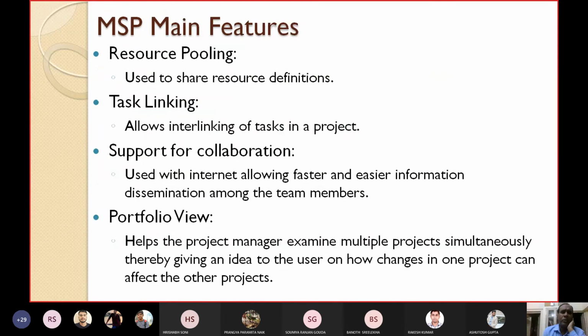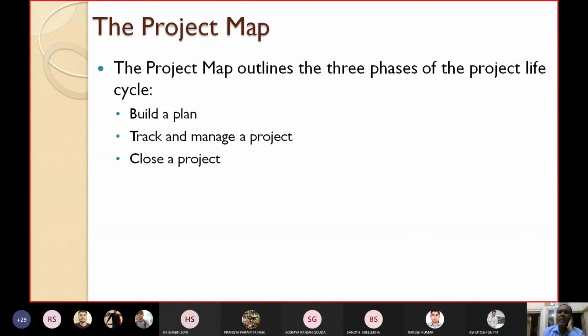It can be used for resource pooling, task linking, support for collaboration, and for viewing portfolios. Portfolio management we have already discussed in chapter 2. Please have a read yourself. The project map outlines the three phases of the project life cycle, such as building a plan, tracking and managing a project, and closing a project.